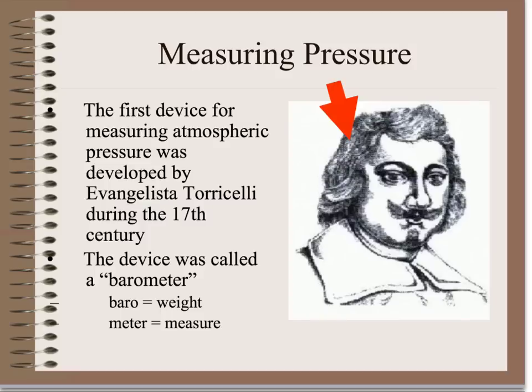His name is Evangelista Torricelli. And this little name right here, Tor, is going to be very important here in a minute when we talk about units for pressure. Okay, so this is in the 17th century, so in the 1600s. This device that he used was called a barometer, and it came from these words. Baro means weight, and meter means measure. So you're kind of measuring the weight or pressure.